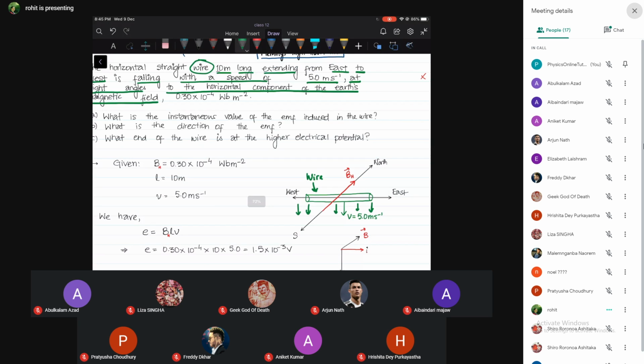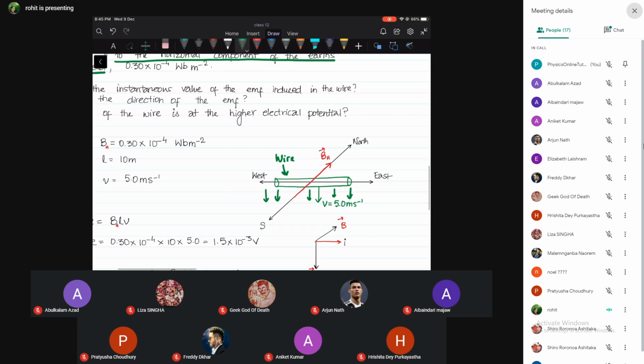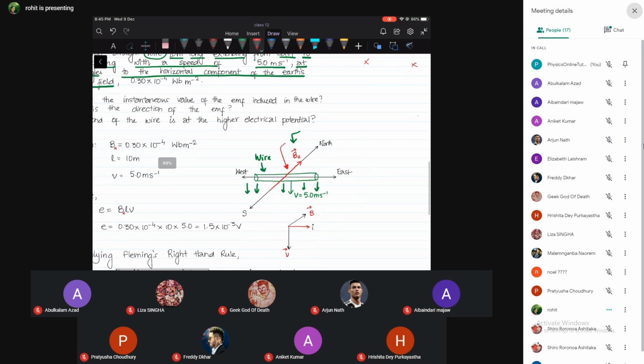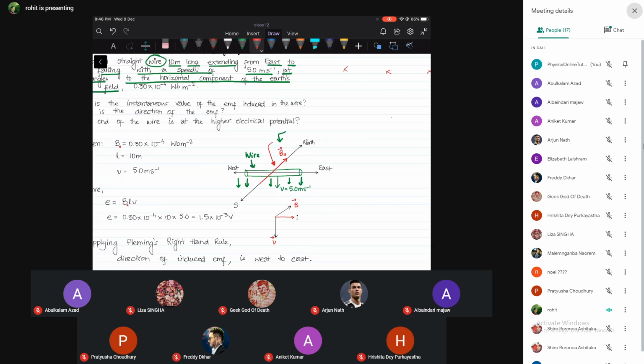Okay, check now. Look at this B here that I've drawn. That is the magnetic field I'm trying to represent. Why am I calling it horizontal? Check, guys. Look and tell me. This BH that I've written here, have I drawn it vertically or have I drawn it horizontally? That's the first question. What do you think?